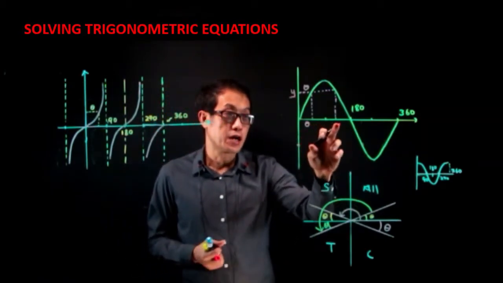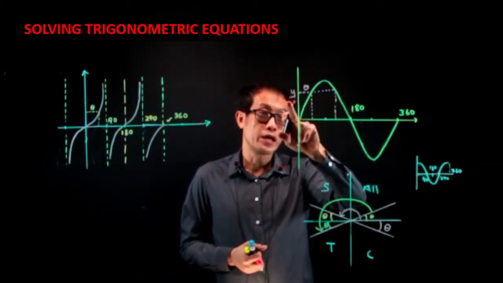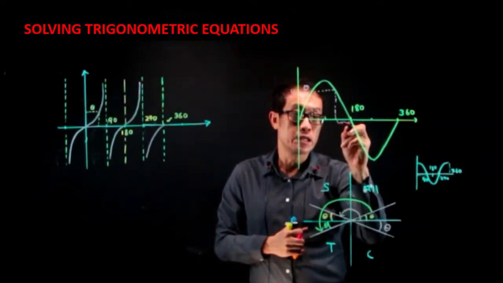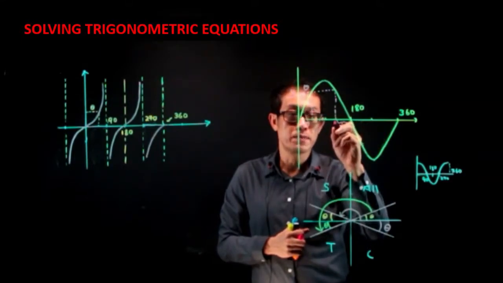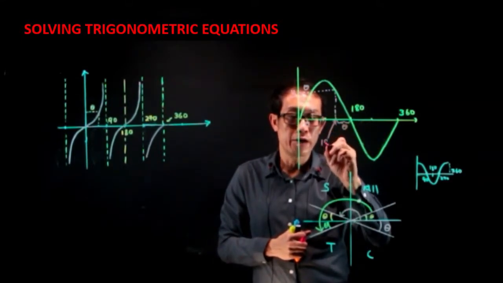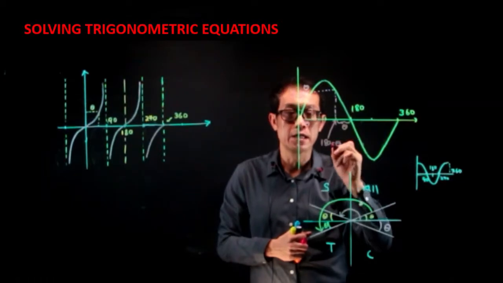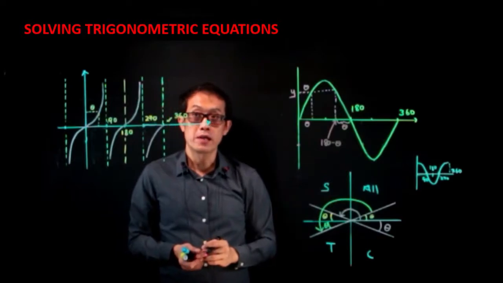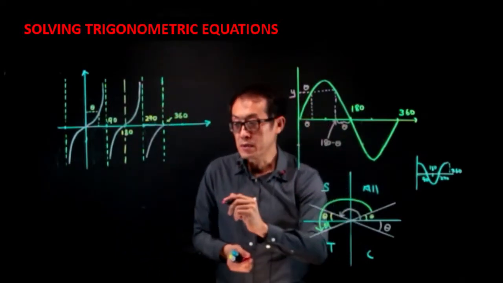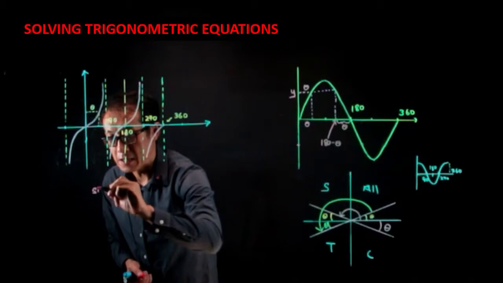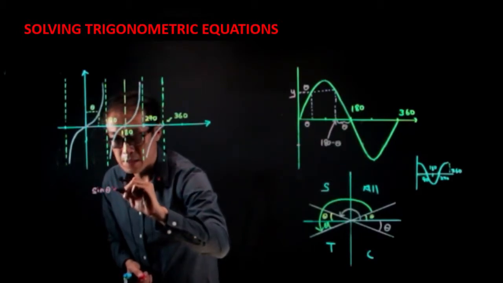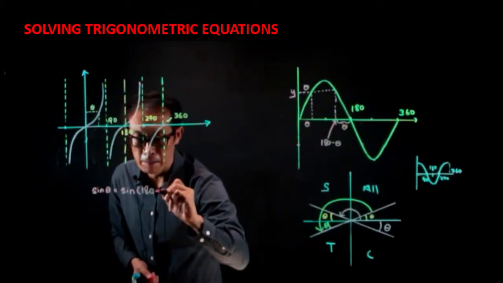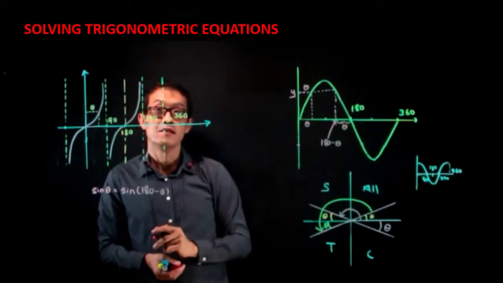Now let's look at this graph. You also have another y here. But because this graph is symmetrical, here also will be theta. So this part will be 180 minus theta. That means sine theta is equal to sine 180 minus theta.